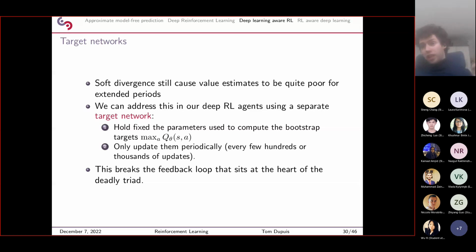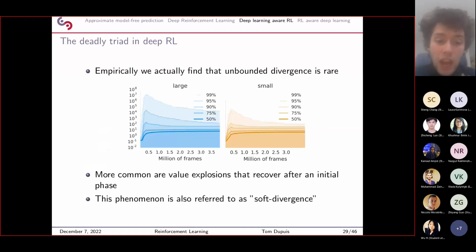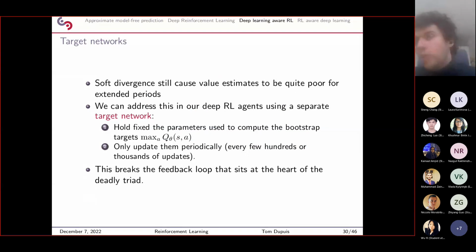But we still have soft divergence. As you can see at the beginning of training, your values are really high. I mean, the errors, so here are plotted the errors during training, are really high, potentially extremely high. And so the value estimate can be quite poor for an extended period of time and can hurt optimization. An idea to help with this problem is to use a target network.